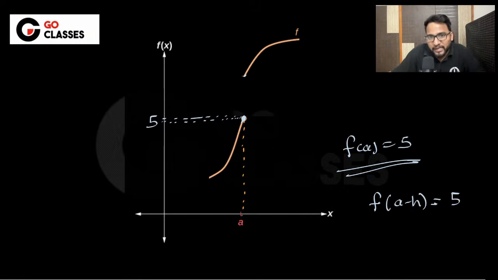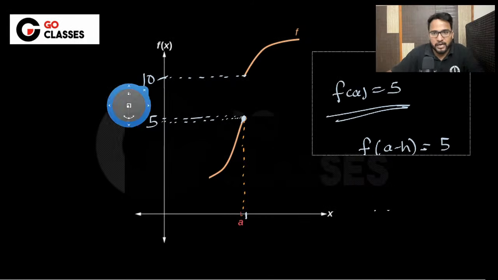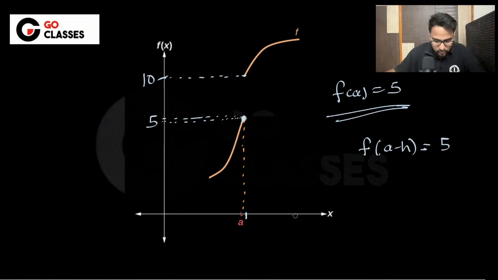Now tell me what is f of a plus h, which means immediately right to a. If you go immediately right, then this is the point that you're talking about. At immediately right, let's suppose the value is 8, or maybe let's suppose 10. So f of a is 5, f of a minus h is also 5, but as you can see in this graph, f of a plus h is 10.